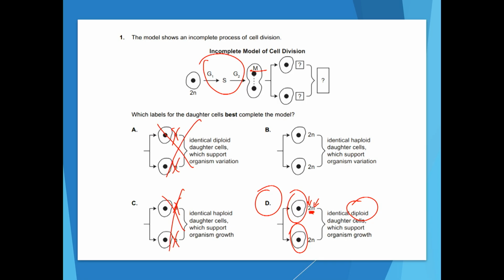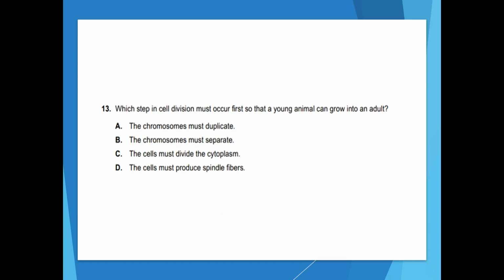And then this letter B is not correct because they misused this word. They used haploid instead of diploid. So here D is going to be our best answer choice, okay? Great work, y'all just hang in there. I got a couple more left for us, okay?